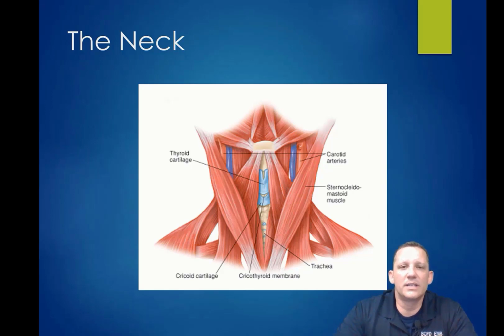sternocleidomastoid muscles, which are the long muscles in the front of the neck, you can see. And then if you look dead in the center there, you can see the thyroid cartilage. On men, we would call that the Adam's apple. And directly below that, you would see the cricothyroid membrane. This is the small pocket that paramedics are typically, if they're going to do what we call a cric, going to pierce a hole into so that we can place a breathing tube there.